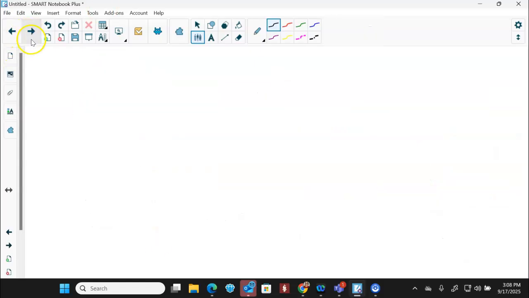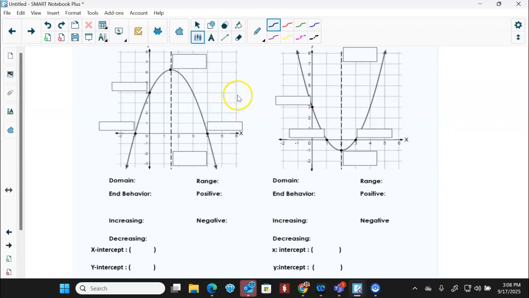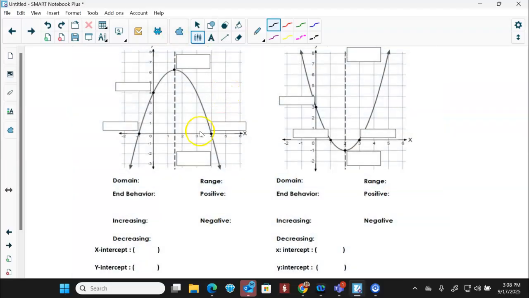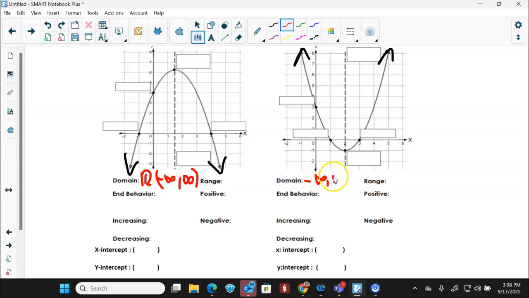Now, I am going to go over these very quickly, not going over the naming or anything like that. I just want to mention this function right here is going down, while this function's feet are going up. So domain for a regular function, not a real life event, is always all real numbers, negative infinity to positive infinity for both, because these legs are going to keep spreading left to right infinitely.